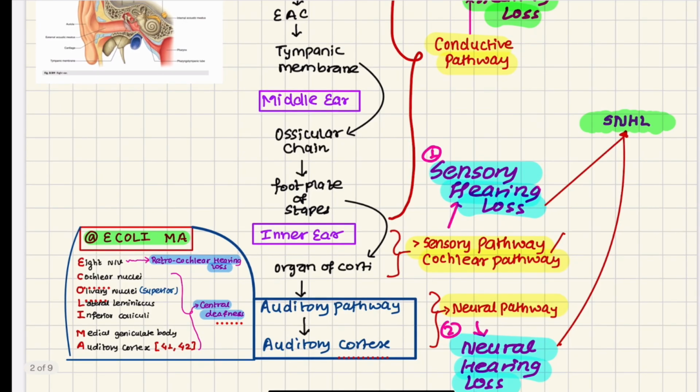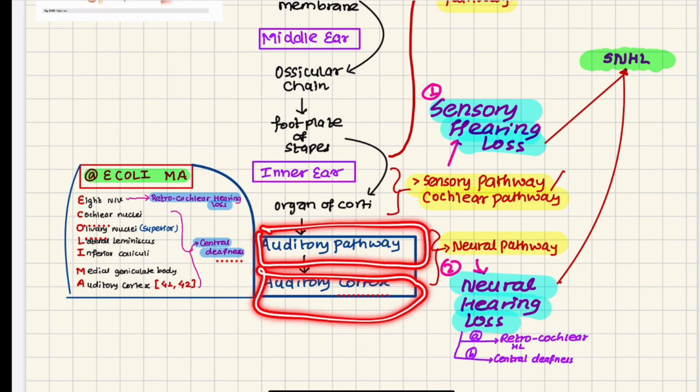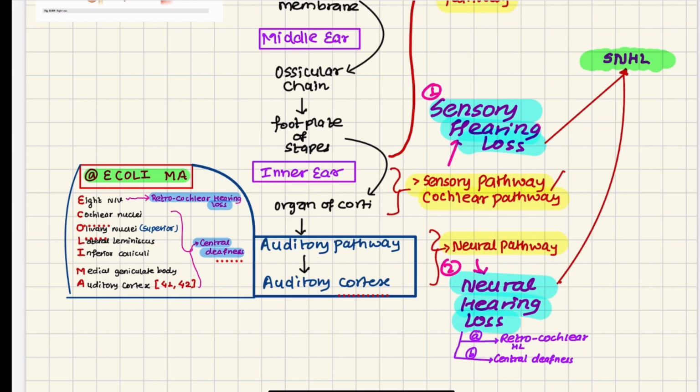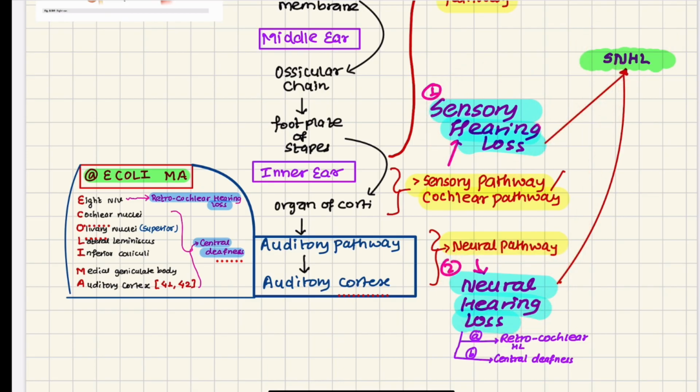In the inner ear, we have the organ of Corti, which is the actual sensory organ. So the pathway is called the sensory pathway. Any defect will lead to sensory hearing loss. Now, this is the auditory pathway up to the auditory cortex, which involves neurons. So the pathway is called the neural pathway. If any defect, neural hearing loss. Sensory hearing loss and neural hearing loss together are called sensorineural hearing loss.